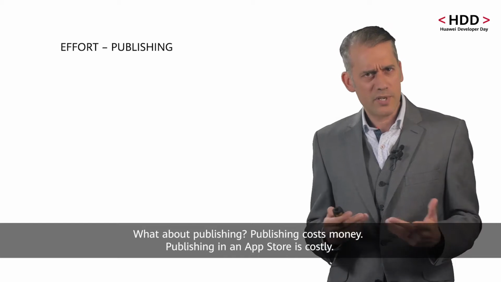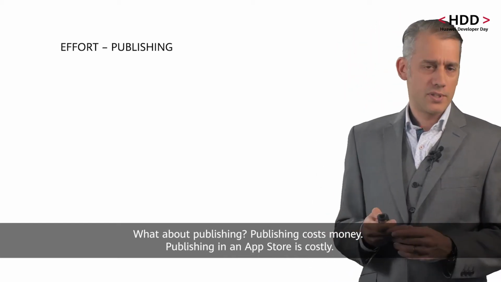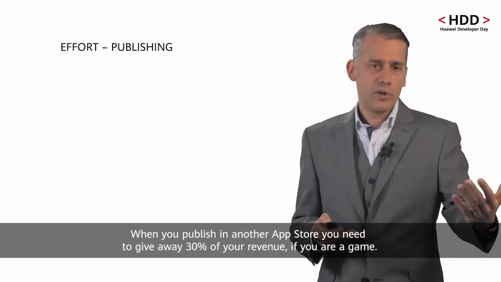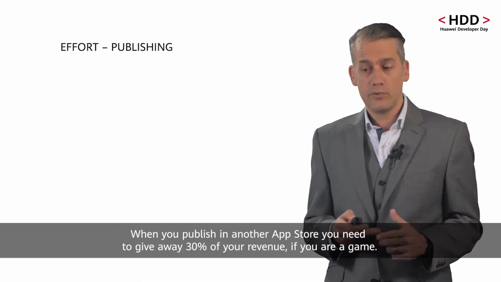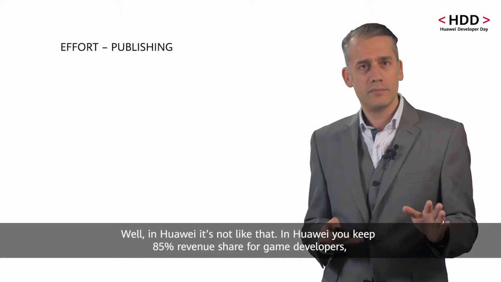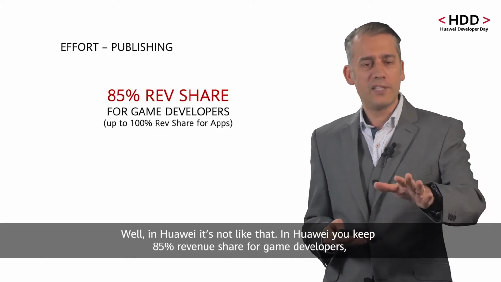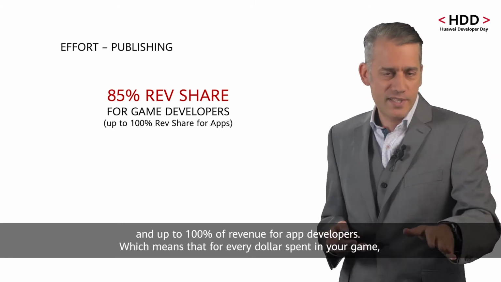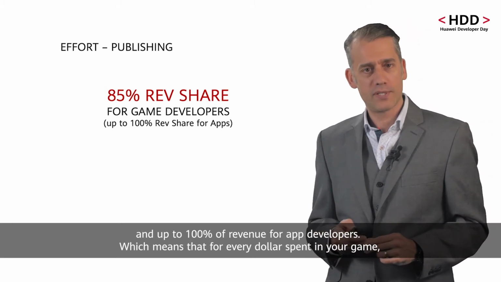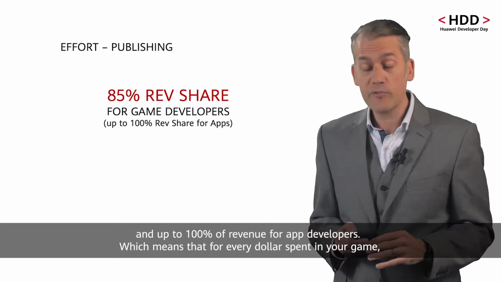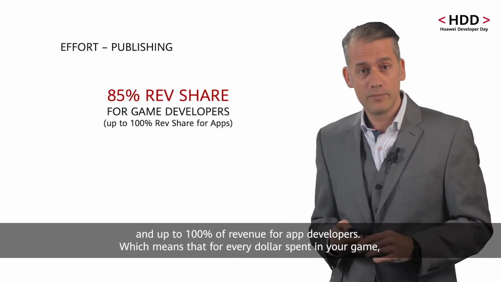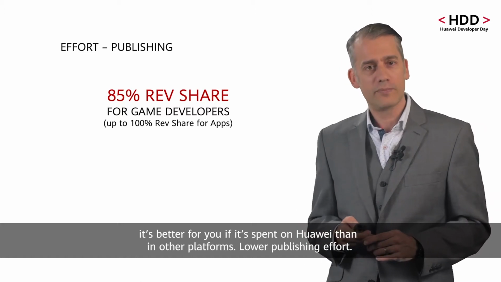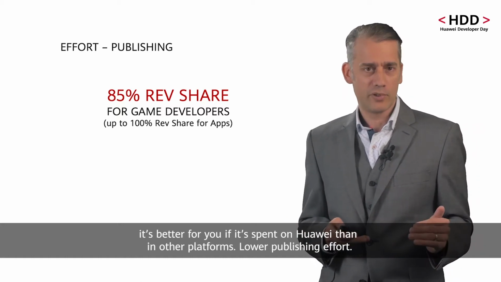What about publishing? Publishing costs money. Publishing in an app store is costly. When you publish in another app store, you need to give away 30% of your revenue if you're a game. Well, in Huawei, it's not like that. In Huawei, you keep 85% revenue share for game developers and up to 100% of revenue for app developers, which means that for every dollar spent in your game, it's better for you if it's spent on Huawei than on other platforms. Lower publishing effort.